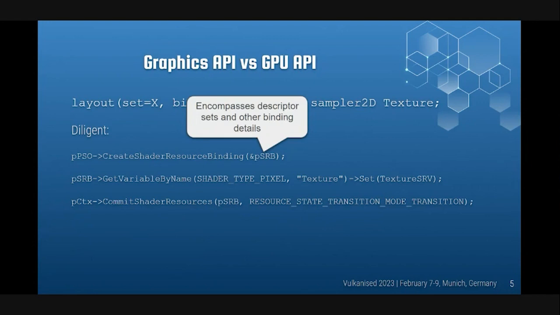To set a variable to this shader resource binding object, we access the variable by name. And finally, we just call the commit shader resources command, which unfortunately you can't see because it's cut off here. We call just this command, and it binds all the descriptor sets and makes sure that everything at the Vulkan API level is properly handled. And yeah, that's much easier.